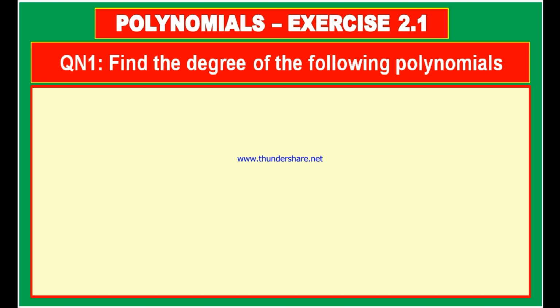Find the degree of the following polynomials. I shall repeat. Find the degree of the following polynomials. Here we are given 6 polynomials and we have to find the degree of all these polynomials. Now in order to find out the degree, first of all let us recollect the knowledge of degree. What is meant by degree of the polynomial? Dear children, please recollect what is meant by degree of the polynomial.